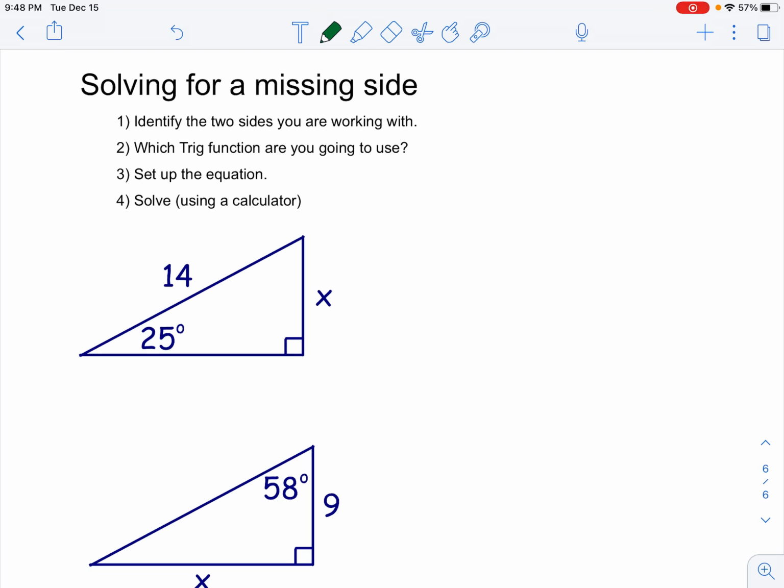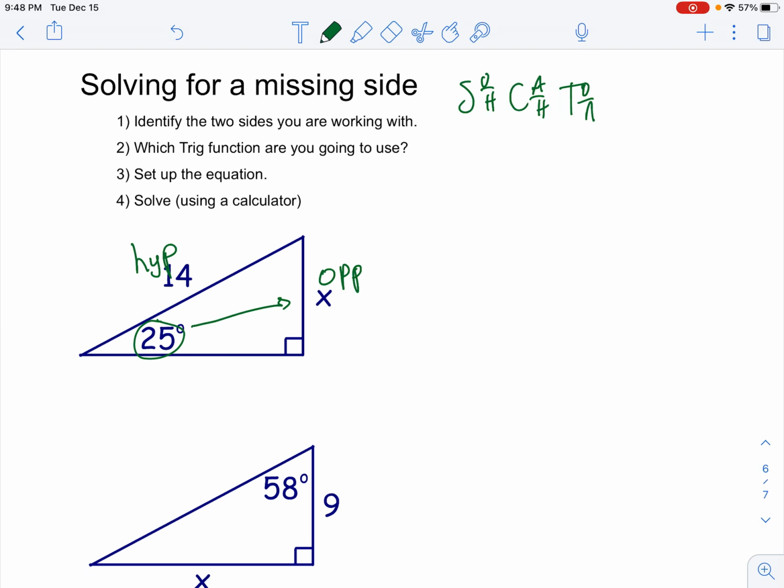Here's our theta right here, is 25. That's the angle we're going to deal with. So x is the opposite, and 14 is the hypotenuse. So I don't really care about the adjacent side because that one is not one of the sides we're dealing with.